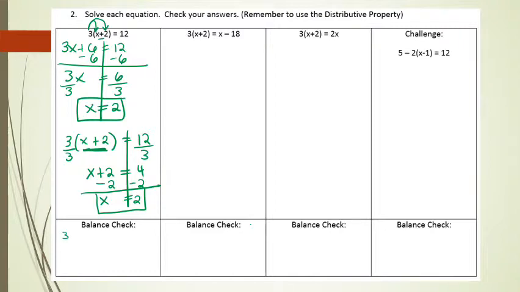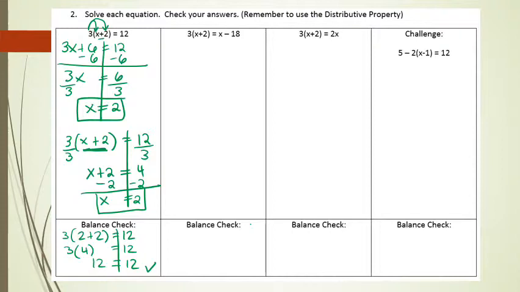Now to do a balance check. 3 times x, which is 2, plus 2 equals 12. So 3 times 2 plus 2 is 4, and I get 12 equals 12.